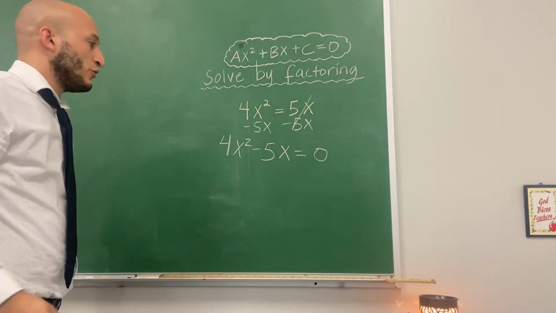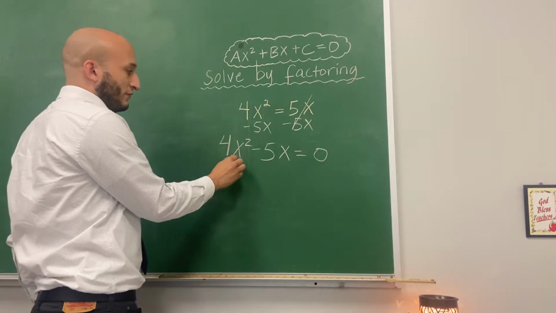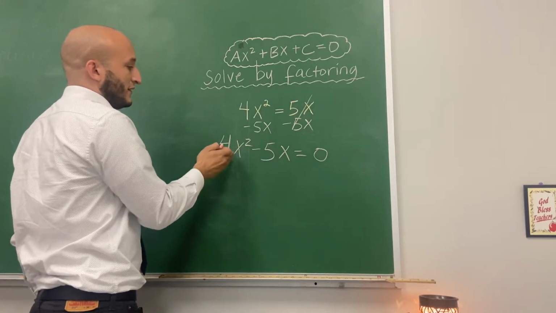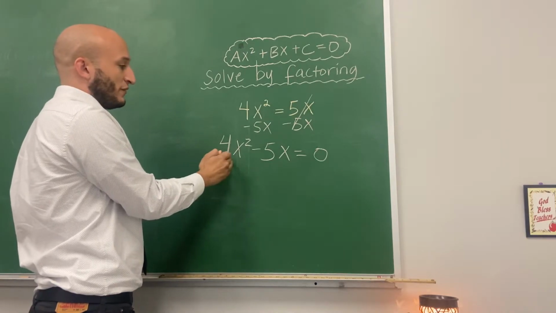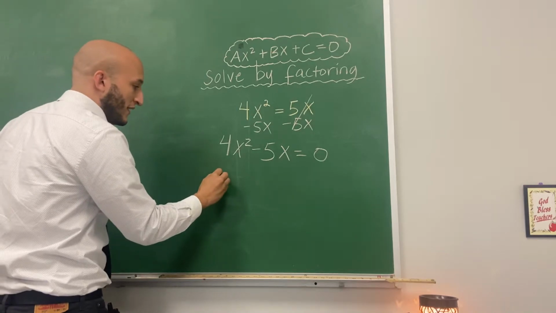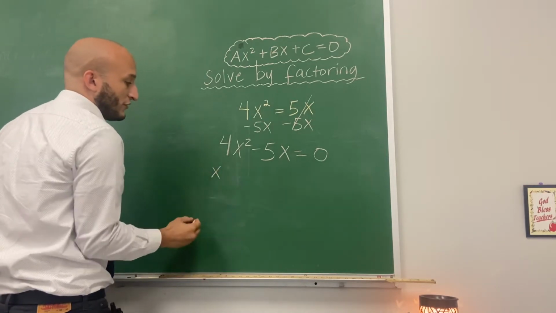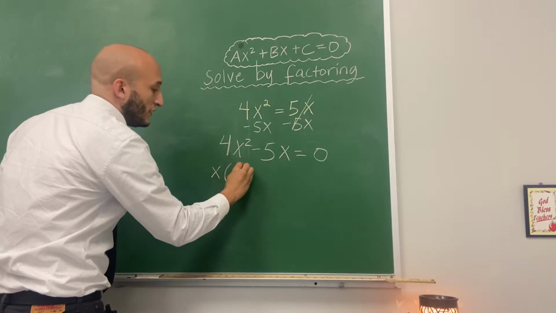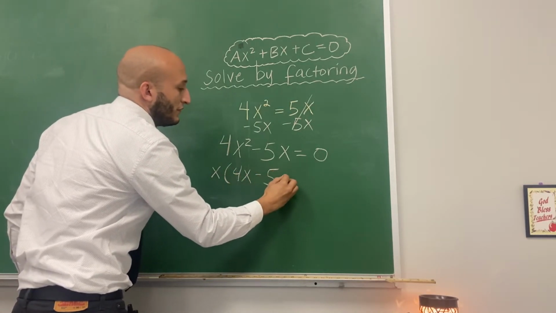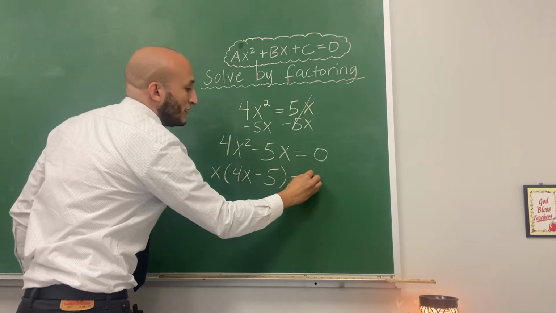But from looking at this, what we can do is, hey, I can factor an x out. This has an x, this has two x's. Now 4 and 5 don't have a common factor, so the only thing I can pull out is an x. So I'm going to do that. I'm going to factor out an x. I'm left with a 4x minus 5, and that equals 0.